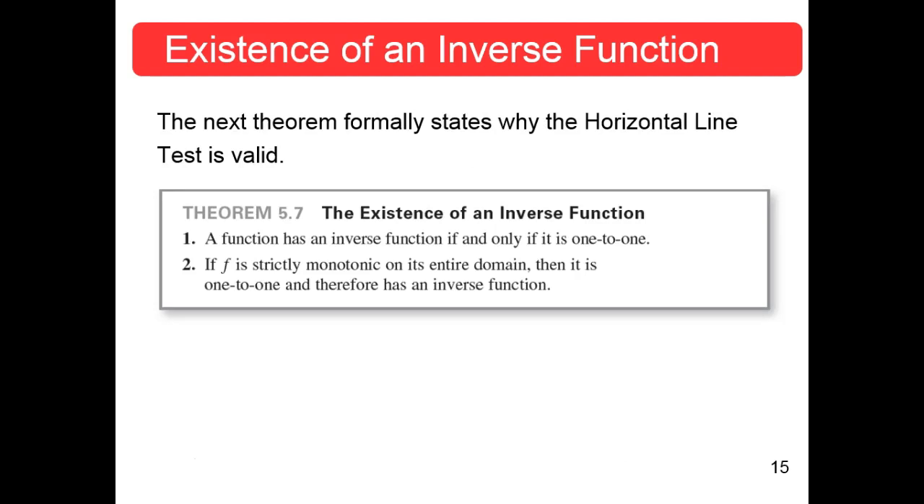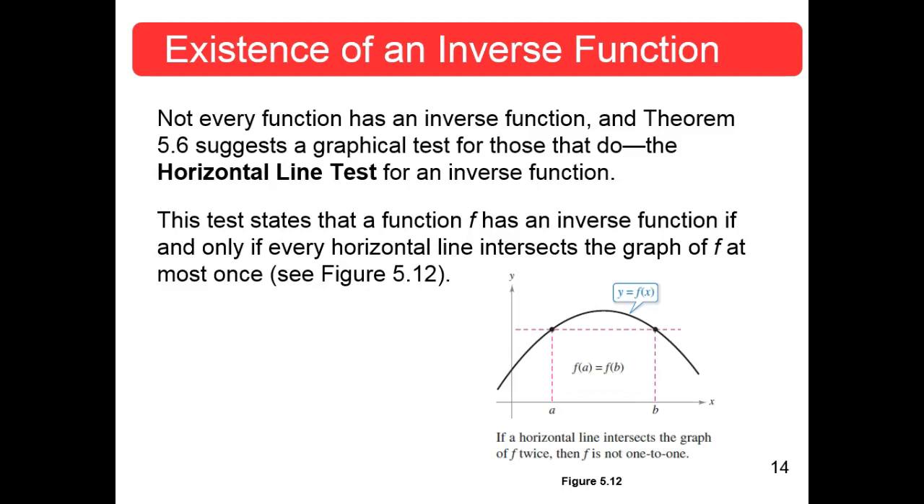A function has an inverse function if and only if it's one-to-one, meaning it's either increasing or decreasing. It can't back up on itself. Then it would fail the horizontal line test. If f is strictly monotonic, meaning strictly increasing over the entire domain or strictly decreasing over the entire domain, then it's a one-to-one function. Therefore, it has an inverse function. This one is increasing for part of the way, decreasing for part of the way. Not a one-to-one function. Does not have an inverse.